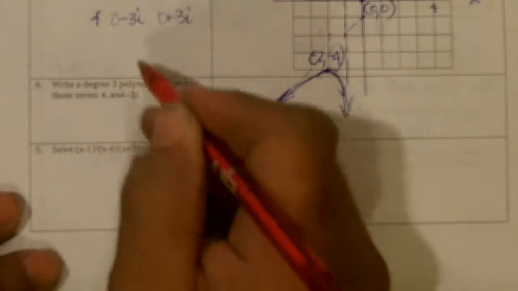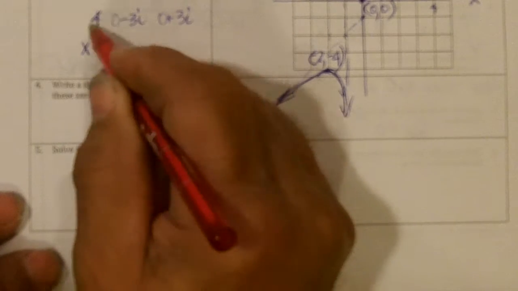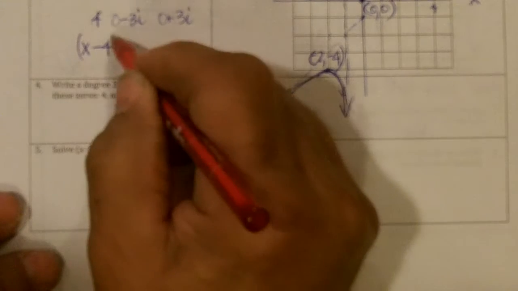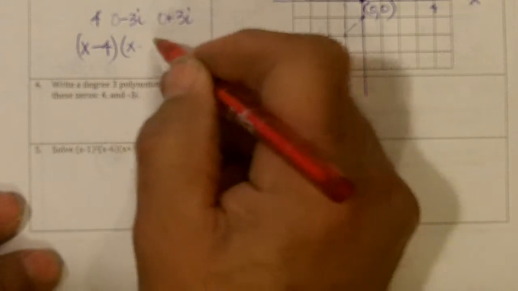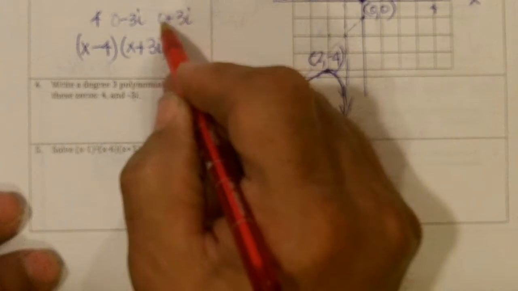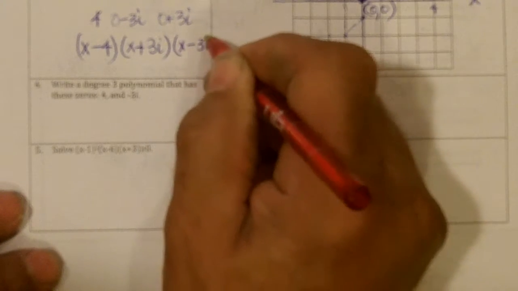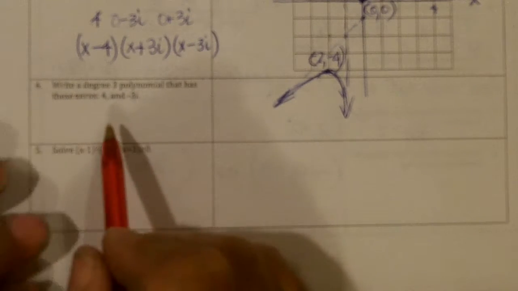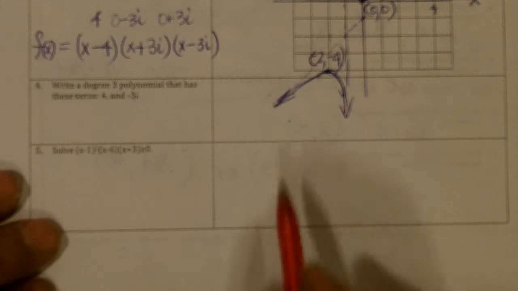So the polynomial must be x -4, because 4 is the 0. It must be x minus a -3i, which is +3i, and x minus a +3i, and it doesn't say any specific one. You don't have to hit a certain point, so this would be a function that has those 3. Now if you were to multiply this out, you might earn a few bonus points.